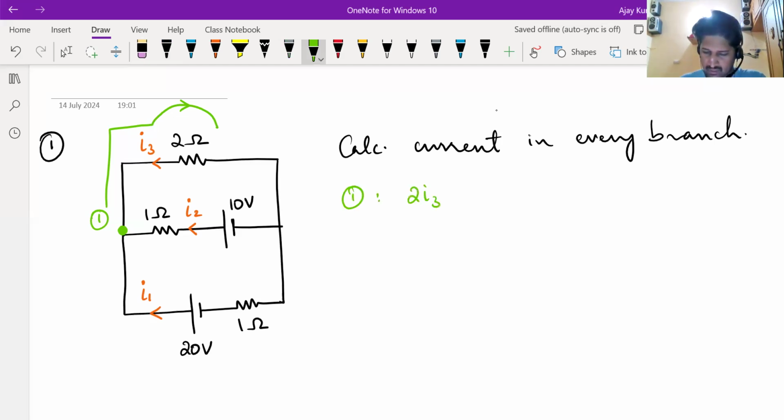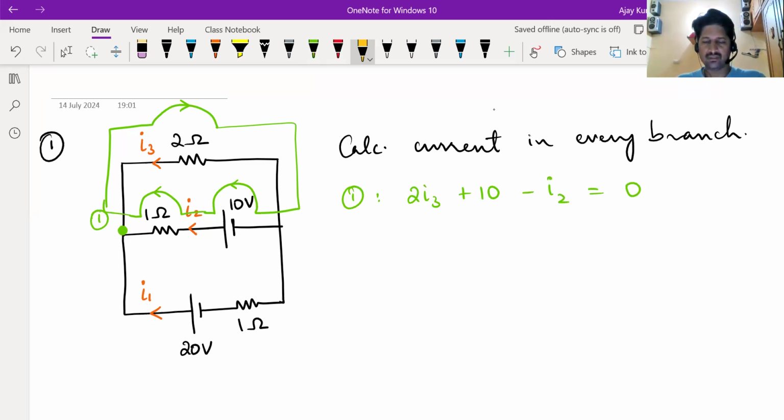Fine. Continue moving along that loop. You will come across the battery next. And you're going from negative terminal to positive terminal. How do you write the potential change across the battery? Plus 10. Negative to positive, potential should increase, so plus 10. Continue moving. You will be moving across the 1 ohm resistor. How do you write the potential change across the 1 ohm resistor now? Minus I2, since you are moving in the direction of current and you have reached the starting point, so equal to 0.